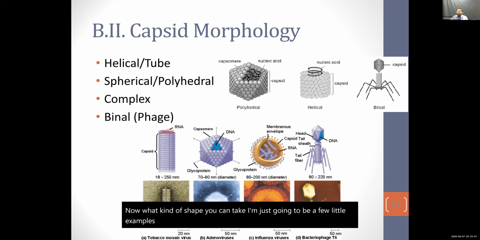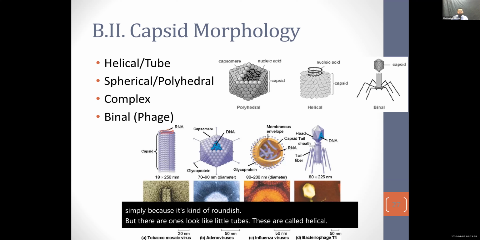You already saw the first one that we were talking about, the so-called polyhedral one. This can also be called spherical simply because it's kind of roundish. But there are ones that look like little tubes. These are called helical. And there's obviously ones that we just can't declare a shape, so those are usually referred to as complex.